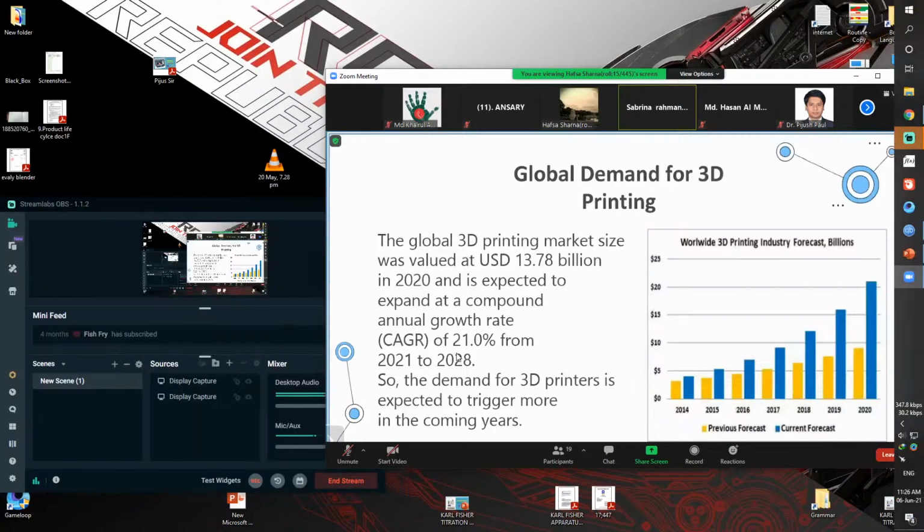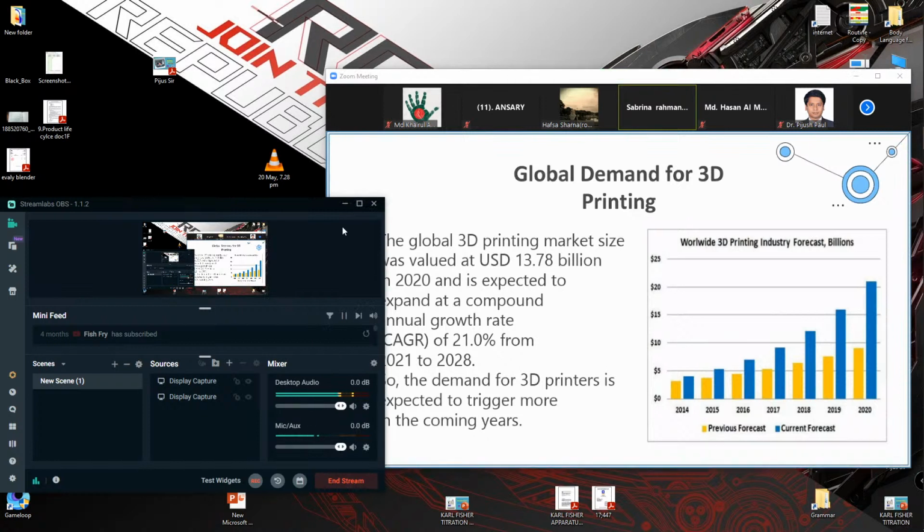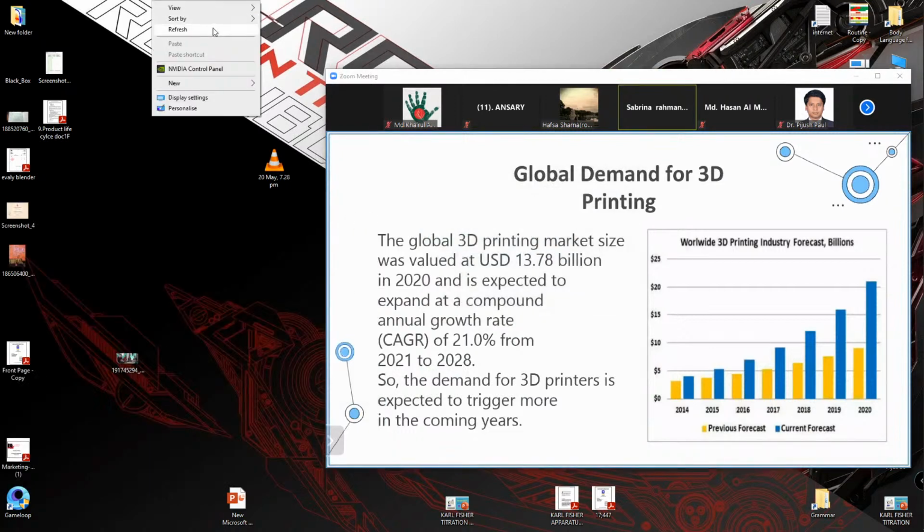Let me discuss my part: the global demand for 3D printing. The global 3D printing market size was valued at US$13.78 billion in 2020 and is expected to expand at a compound annual growth rate (CAGR). So the demand for 3D printing is expected to grow more in the coming years.